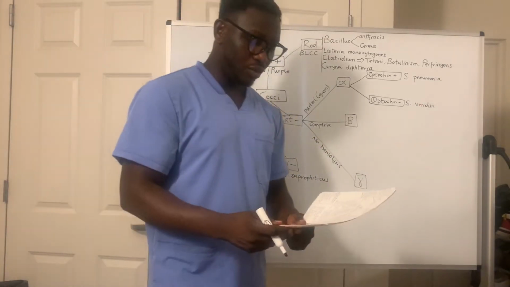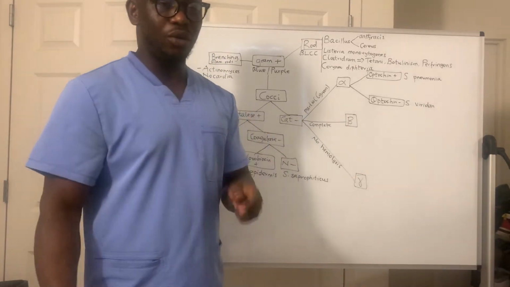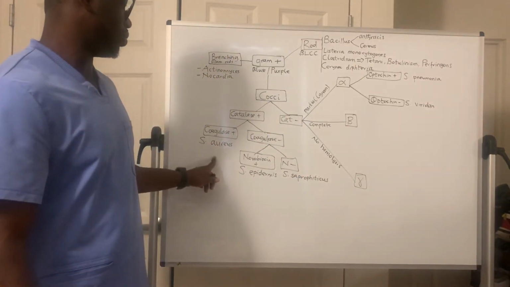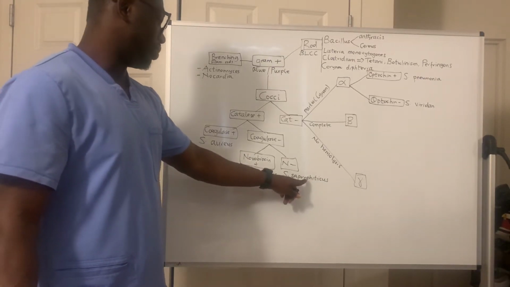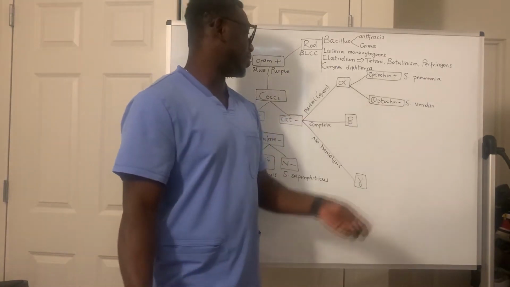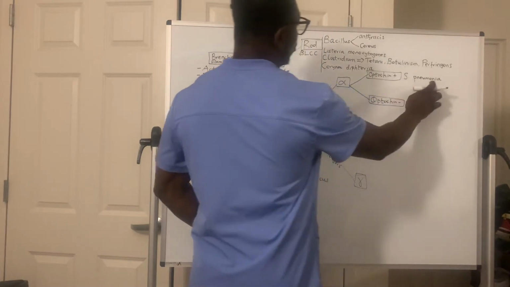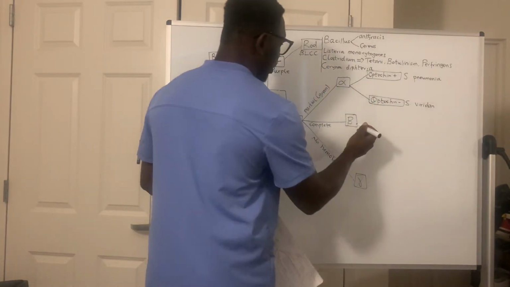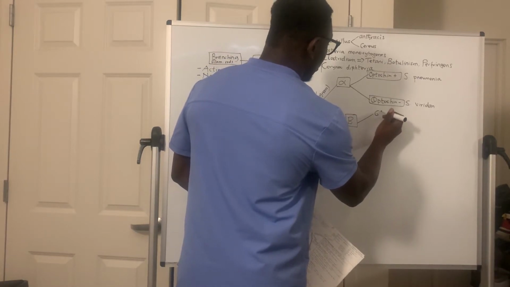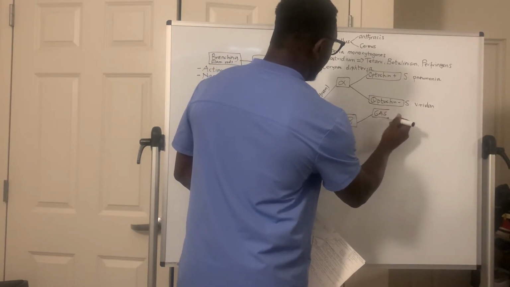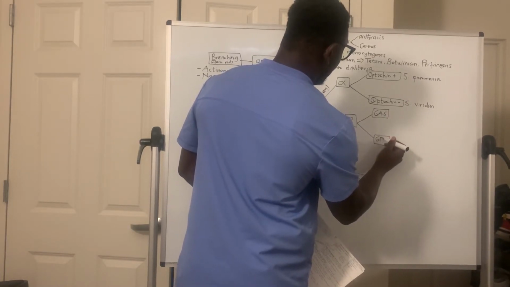So for the beta hemolysis, we have group A strep and group B. Mind you, the S here is not for Staphylococcus epidermidis or Staphylococcus saprophyticus, but the S here is Streptococcus. So this is Streptococcus pneumoniae, Streptococcus viridans. And for the beta, we can think about group A and group B. So we have group A strep, and we have group B strep.